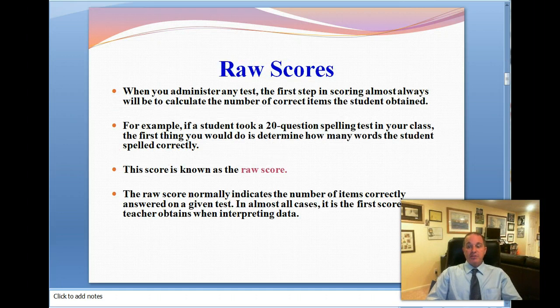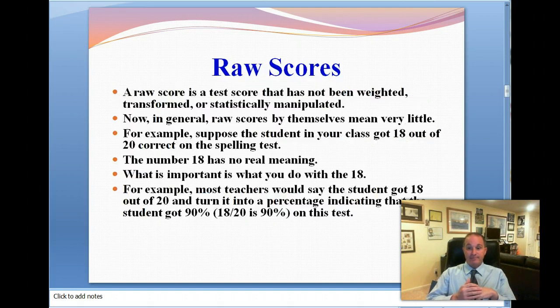Now, once you administer a test, the first step in scoring it will almost always be to calculate the number of correct items that the child actually got. So, for example, if a student took a 20-question spelling test in your class, the first thing you would do is determine how many words the kid got correctly. Did he get 16 correct? Did he get 17 correct? How many words did the child actually get correctly? And this is known as a raw score. The raw score normally indicates the number of items correctly answered on a given test. And in almost all cases, it's the first score a teacher obtains when interpreting any kind of data, because it's what we look for. How many did the child get correct?